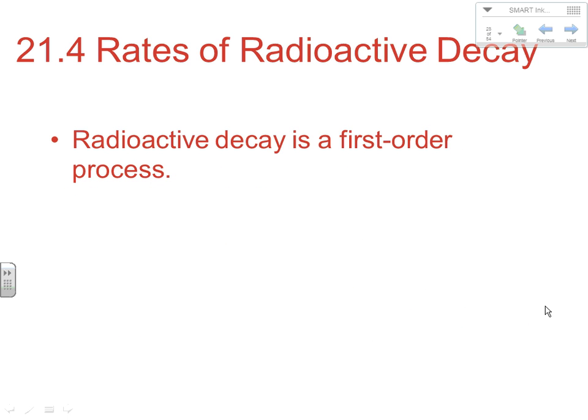Now, to go beyond the half-life, what if you're not exactly at a half-life? What if the half-life is 50 years and we're talking not multiples of 50 years? Then the math gets a little bit trickier and we need an equation to do that.